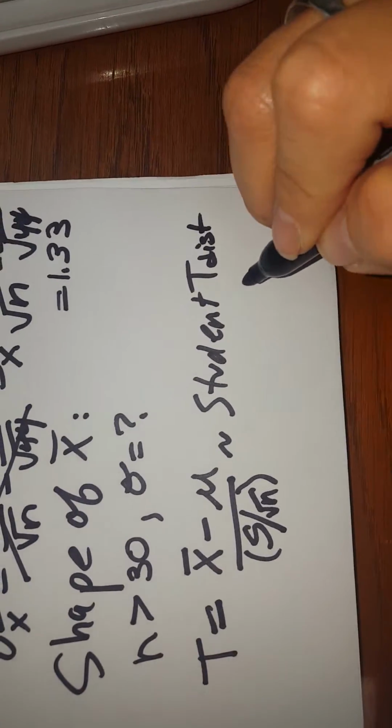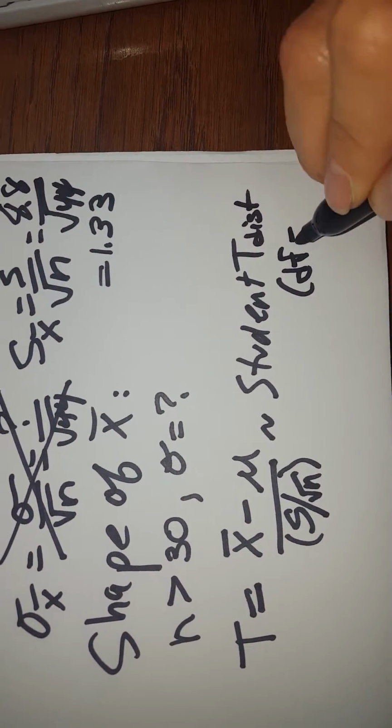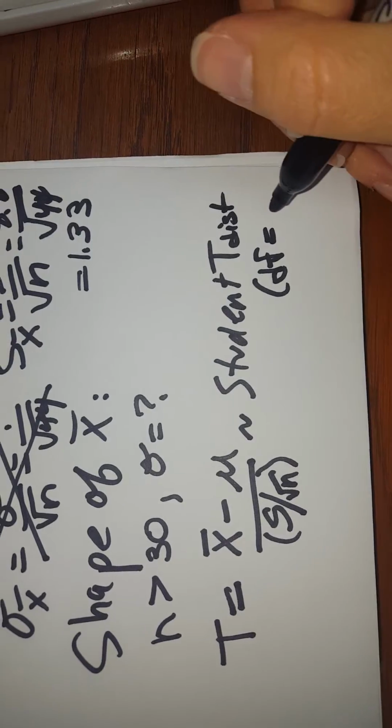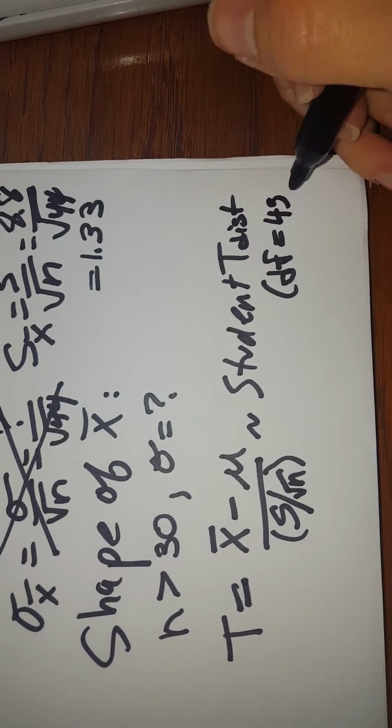Degrees of freedom equals n minus 1, and our n was 44, so our degrees of freedom is 43.